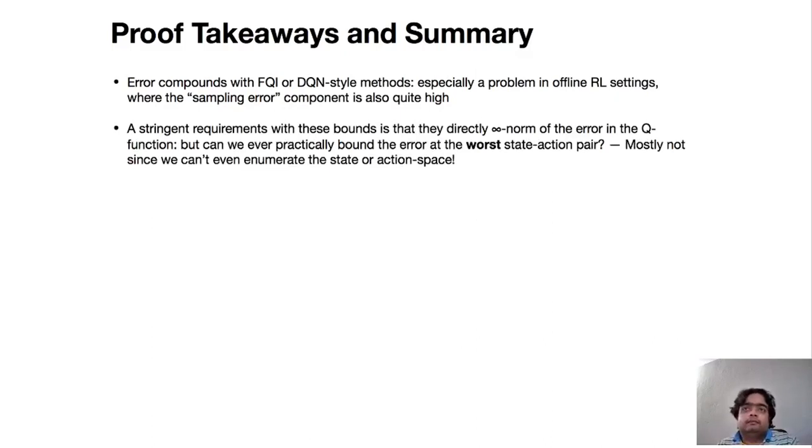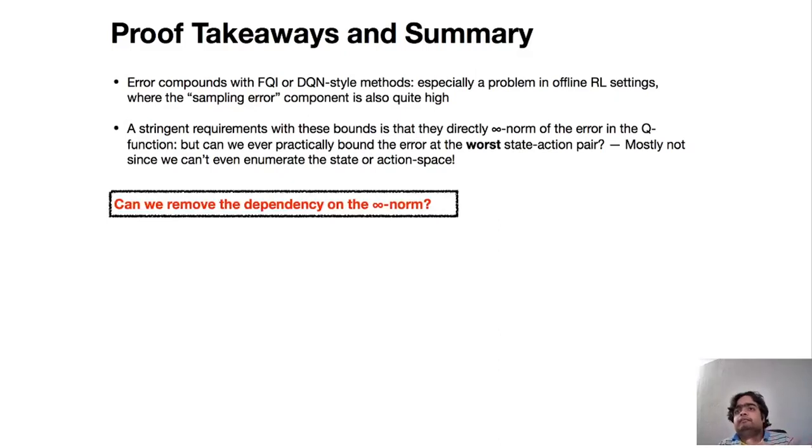Secondly, one other thing to note here is that these proofs typically require a stringent assumption. What we have been bounding so far is the infinity norm of the error in the Q function. But if you consider the problems that we care about, which have a lot of states, can we ever really practically bound the error at the worst state action pair? The answer is probably no, because we don't know which state action pairs are really important, and we might not even have seen each state action pair in our data set enough times. So we really care about a distribution of state action pairs and not the worst state action pair. So the infinity norm notion is somewhat stringent.